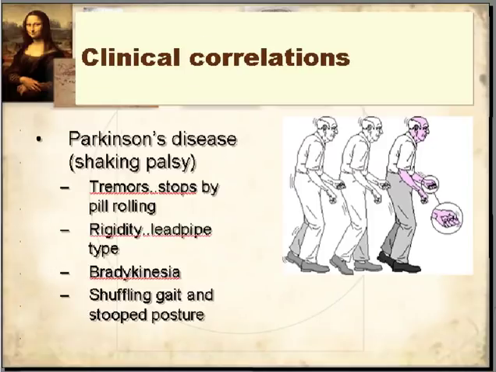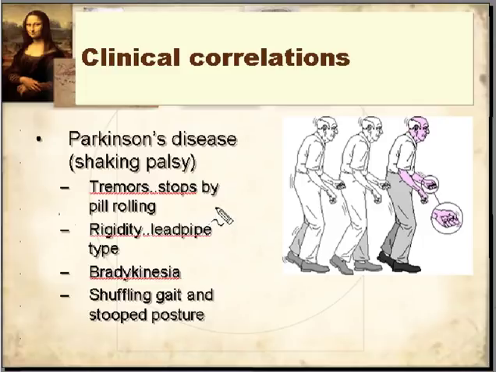Let's look at some clinical correlations here, and we'll begin with Parkinson's disease, which is also known as shaking palsy, because the patient has tremors which are seen at rest. Now compare this to cerebellar disease, where you have tremors only when a person performs a certain action, but at rest there are no tremors. In Parkinson's, on the other hand, we have tremors at rest, and this stops when the patient attempts to do a particular movement.